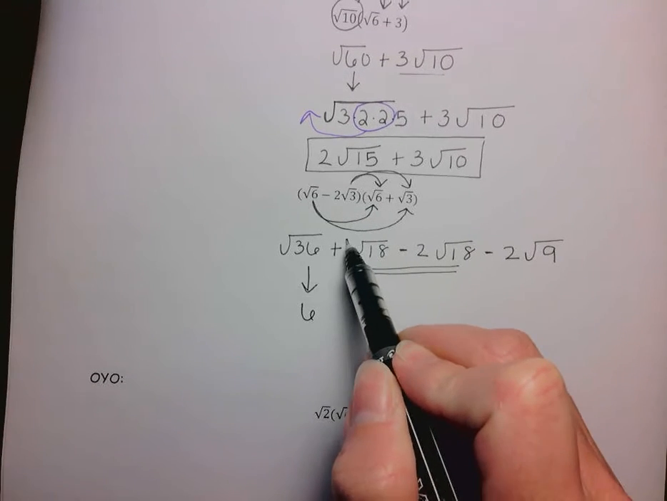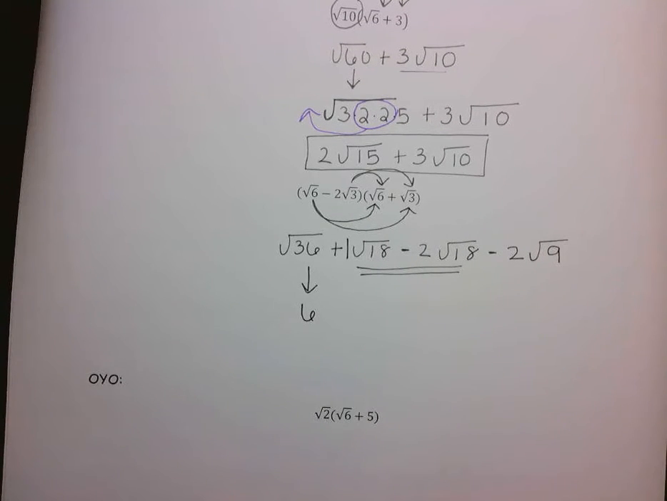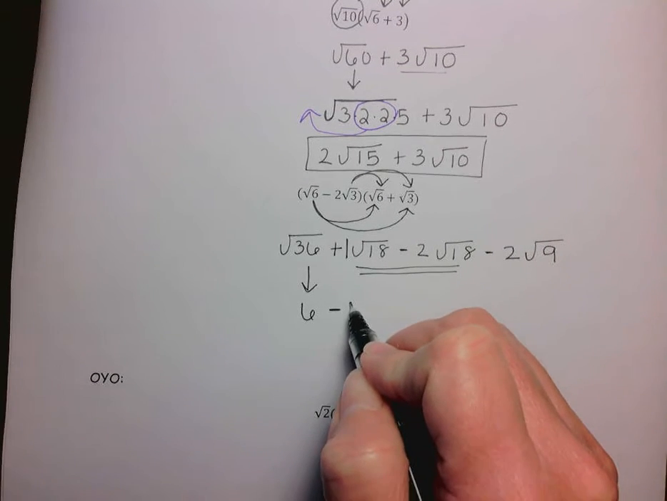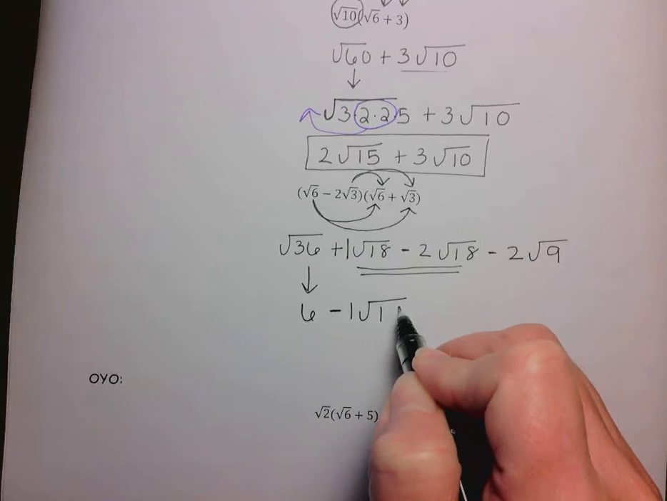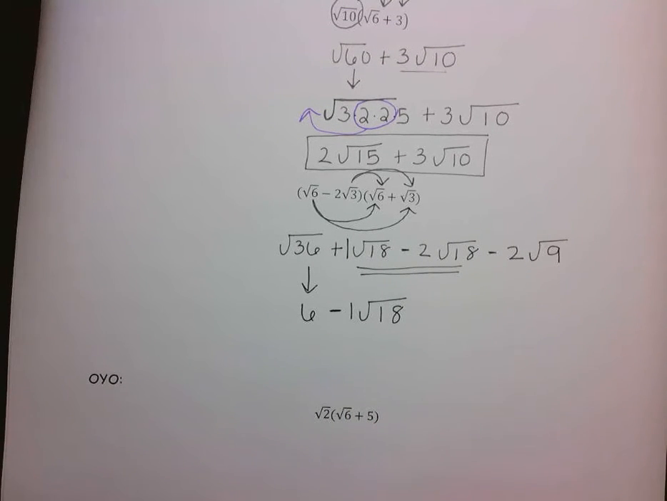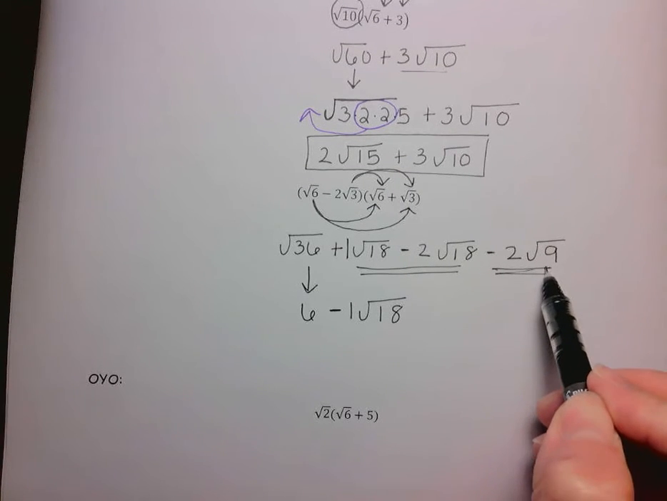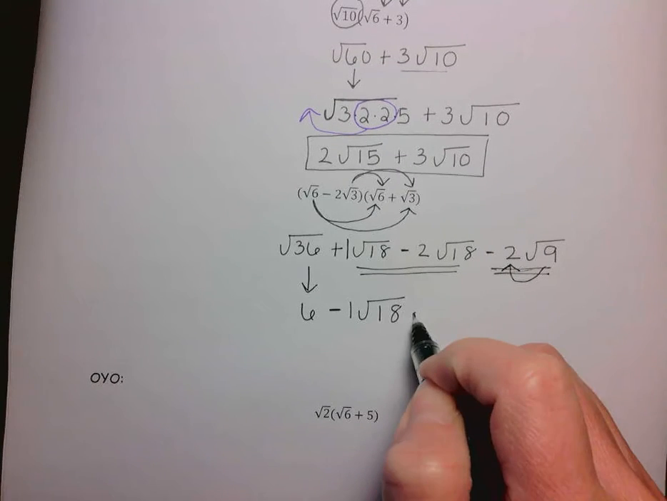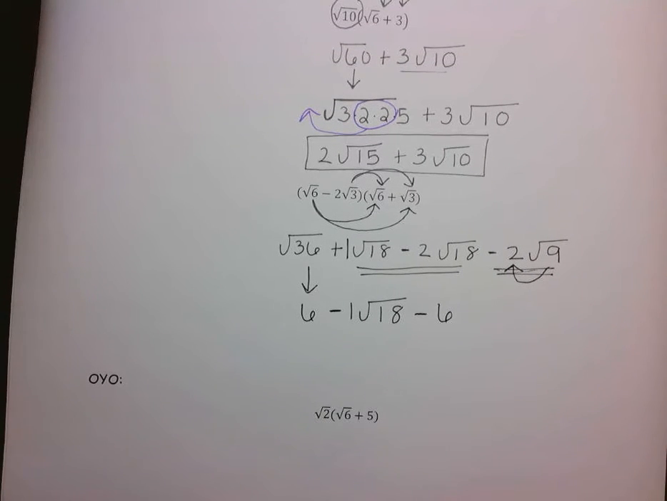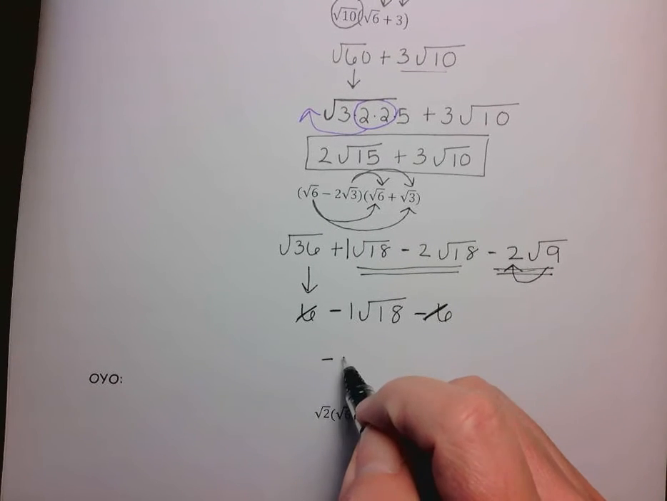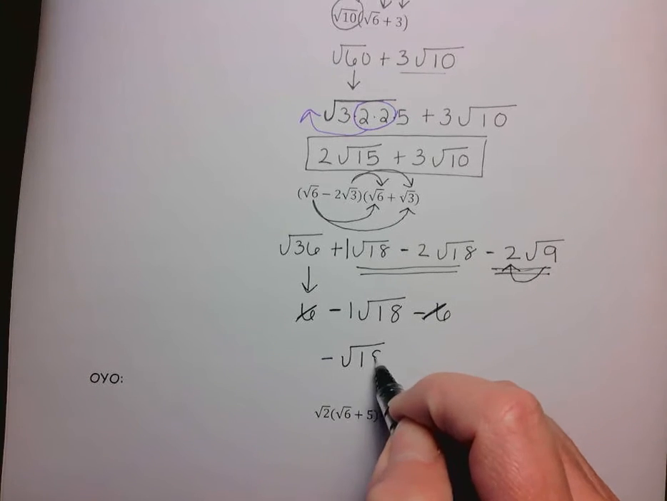I have 1 times the square root of 18 minus 2 times the square root of 18, which is minus 1 times the square root of 18. Now what happens here? The square root of 9 is 3 times negative 2 is negative 6. Now, again, I have to ask myself, am I finished? Can I go further? 6 minus 6 is 0. I'm left with negative square root of 18.